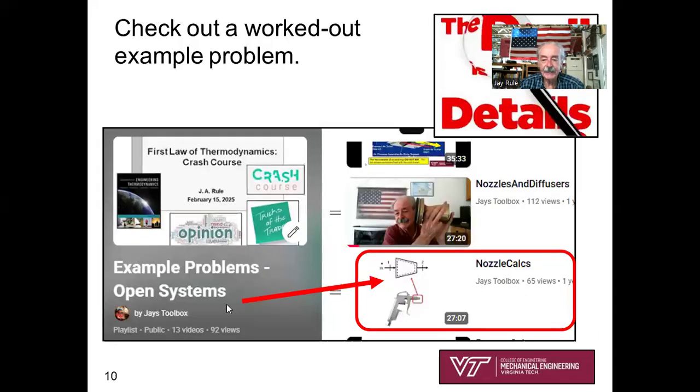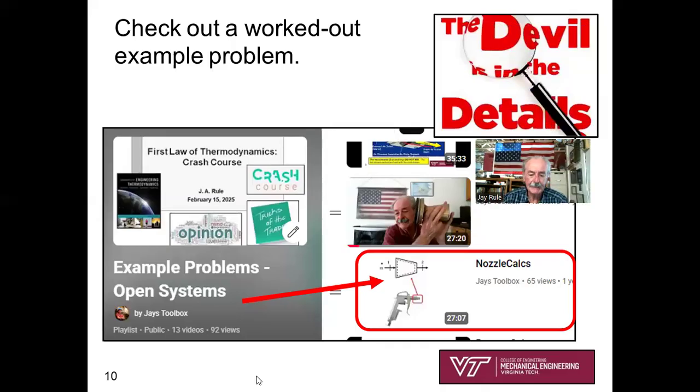Now, the devil's in the details, so I just sort of talked through how you would approach a problem. I've created for you in my example problems open systems playlist numerical worked out problems for nozzle calculations that show you how to determine nozzle efficiency. So I hope that helps. I'd suggest you go and have a look at nozzle calcs, really to go through the nuts and bolts of making a nozzle efficiency calculation.